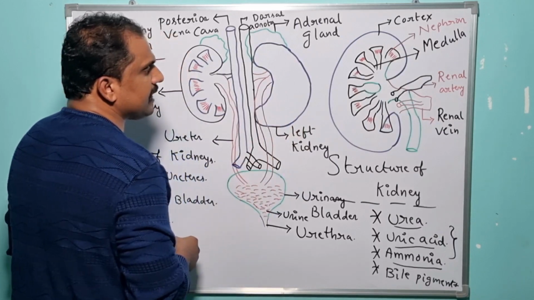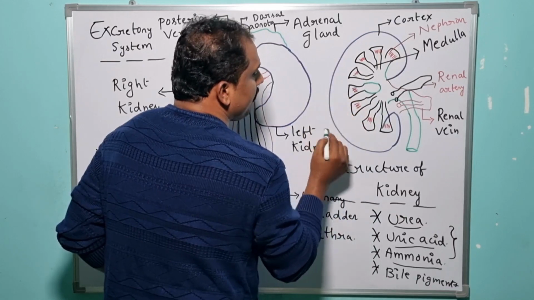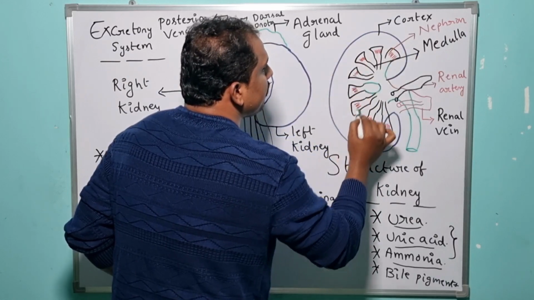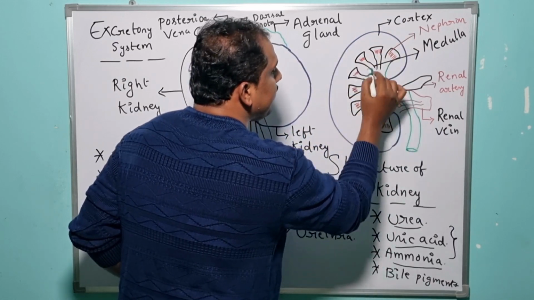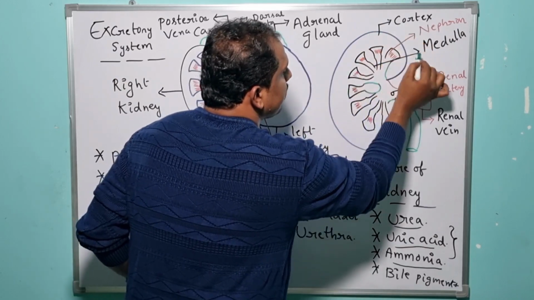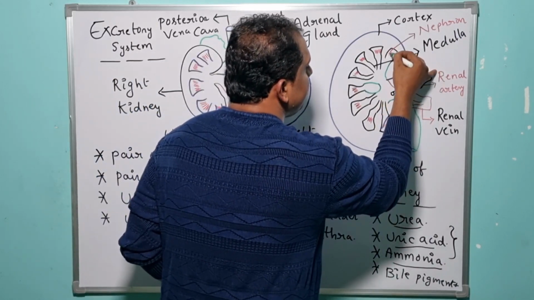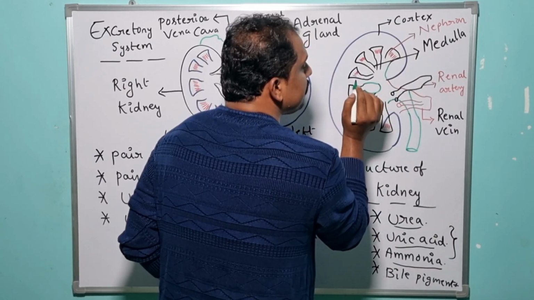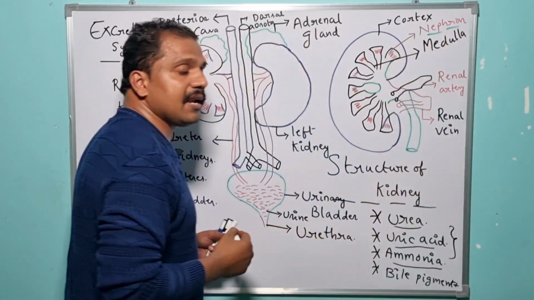So if we consider the structure of the kidney, the outer surface of the kidney is convex, and the inner surface of the kidney is concave. The outer layer of the kidney is nothing but what? Cortex. The outer surface of the kidney is nothing but cortex, and the inner layer is nothing but what? Medulla. In addition to the medulla, there is an availability of n number of minute projection-like structures. These are nothing but what? Nephrons.